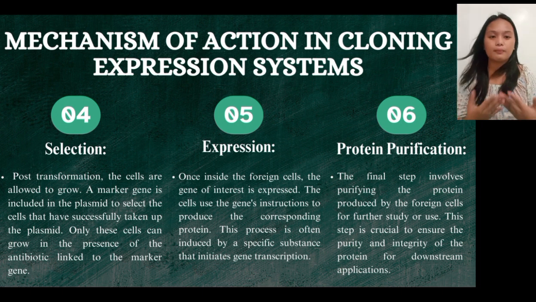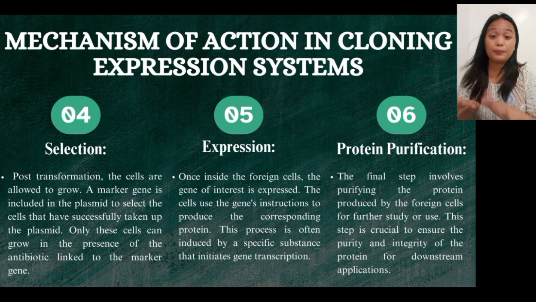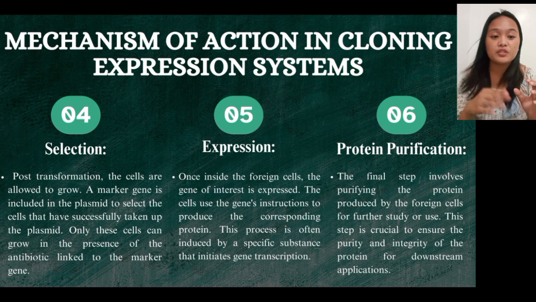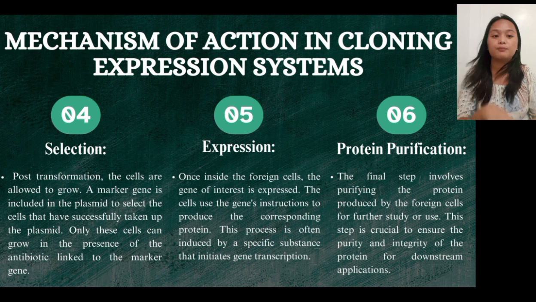All of us know about expression, the gene expression. But the expression here in using an expression system in gene cloning is that once inside the foreign cells, the gene of interest is expressed, meaning the cell uses the instruction provided by the gene to produce the corresponding protein. This process is often induced by specific substances that initiate the transcription of the gene, the first step in protein production.